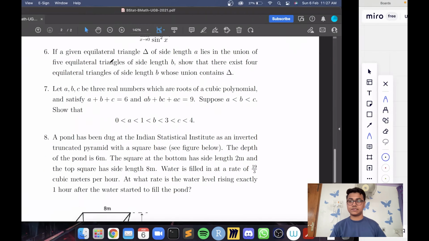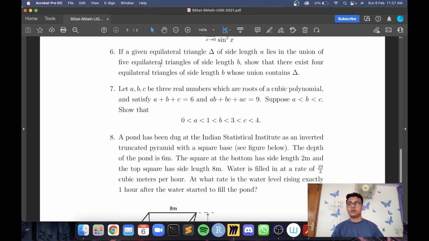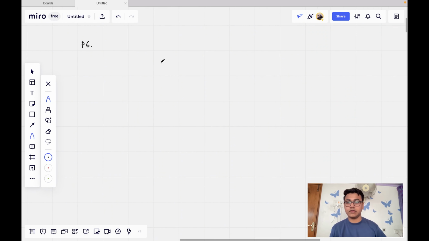So this is P6. For P6, we have an equilateral triangle of side length A, and we are told that it lies in the union of 5 equilateral triangles of side length B. We have to show that there exist 4 equilateral triangles of side length B whose union contains the triangle. We all know of the very familiar configuration, the set of points. Okay, we'll come to that later.